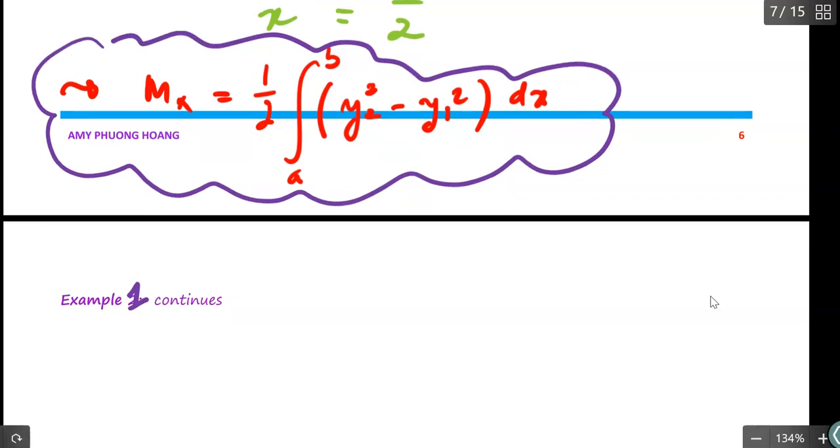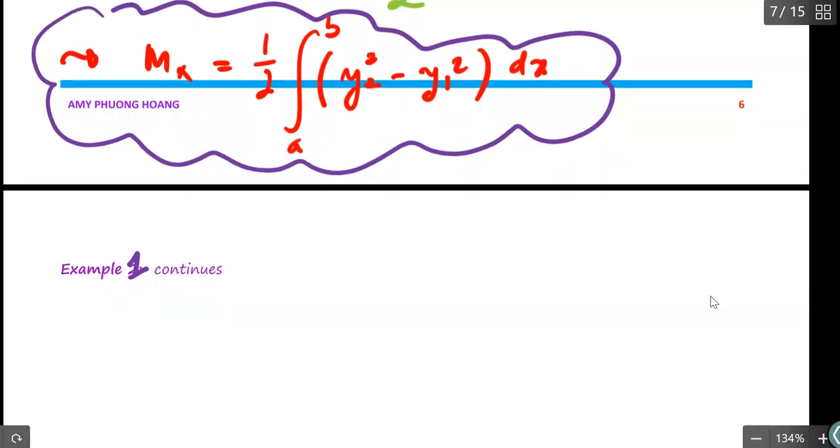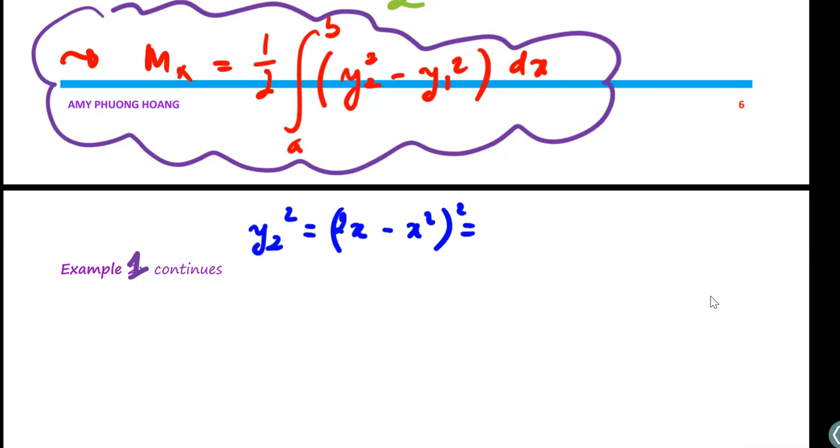Okay, so let's use all the space that we have. So y2 squared is equal to, okay, I'm going to write it here. So y2 squared will be equal to 2x minus x squared, all of it squared. And then I'm going to square this, but I will use a shortcut and just use these formulas.